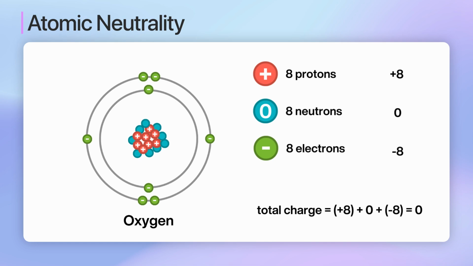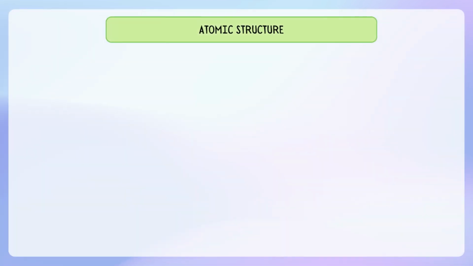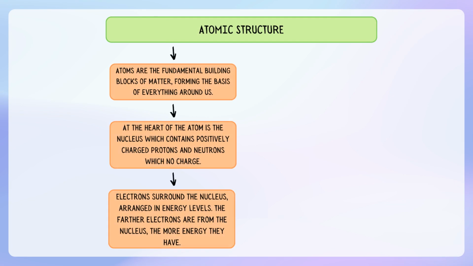If atoms lose or gain electrons, they gain an overall charge, and we say they become ionized. We will examine this more in later lessons. In today's lesson, we explored the basic structure of atoms, learning that they are composed of protons, neutrons, and electrons. We discussed how atoms are incredibly small, with most of their mass concentrated in the nucleus.